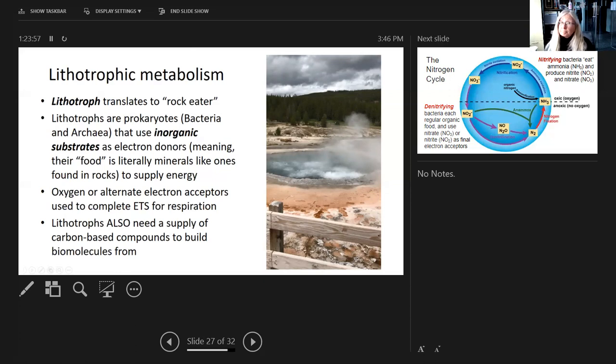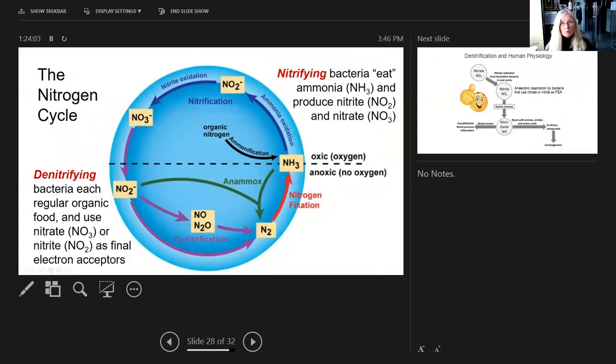So let's look at a more pertinent example of lithotrophy. Okay, so a discussion of the nitrogen cycle, which is something that we're also looking at in lab. Because the nitrogen cycle is an earth cycle, an ecological cycle. It is a movement of nitrogen from forms that are not usable to living things into forms that are.